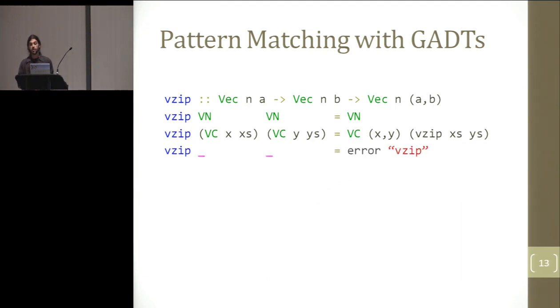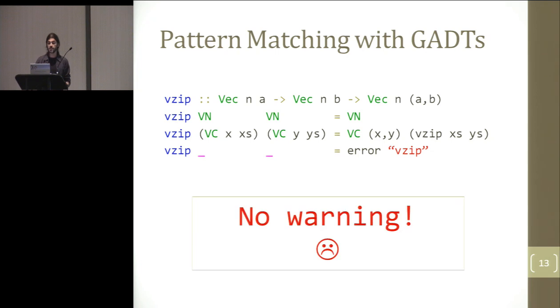Unfortunately, what most programmers do is add a catch-all case, like here, which is a bad thing to do, and it covers actually nothing. And the problem is that GHC gives us no warning whatsoever for it either, which means that the redundancy checker is also broken.